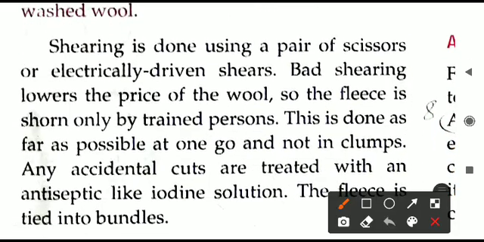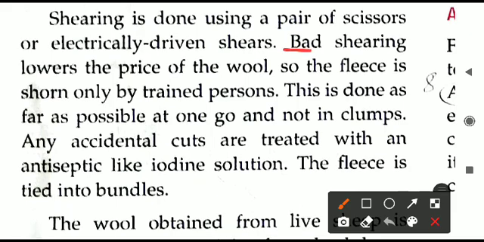Then shearing is done how? It can be done using a pair of scissors. We can cut the hairs. Also we can use electrically driven shears. Also, bad shearing will lower the price of the wool. It depends on the training of the person. The person who is doing this process of shearing must be an expert. If the person is not doing it properly, then a proper amount of money will not be given in the market for that wool. It depends upon the way the shearing is done.